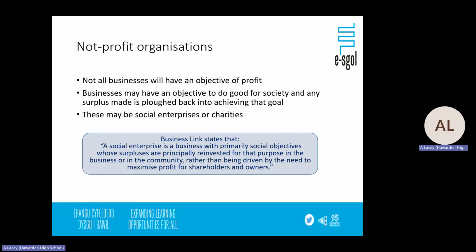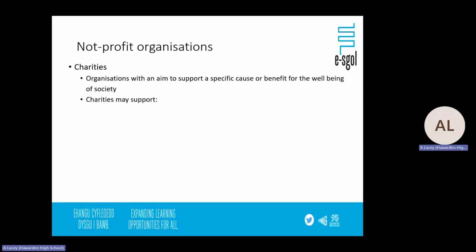Business Link states that a social enterprise is a business with primarily social objectives whose surpluses are principally invested for that purpose in the business or in the community, rather than being driven by the need to maximise profit for shareholders and owners. So you're looking at the community. Charities are organisations which aim to support a specific cause or benefit the well-being of society.